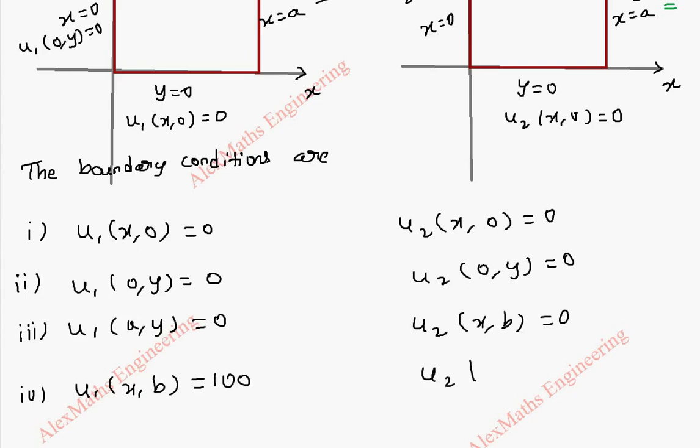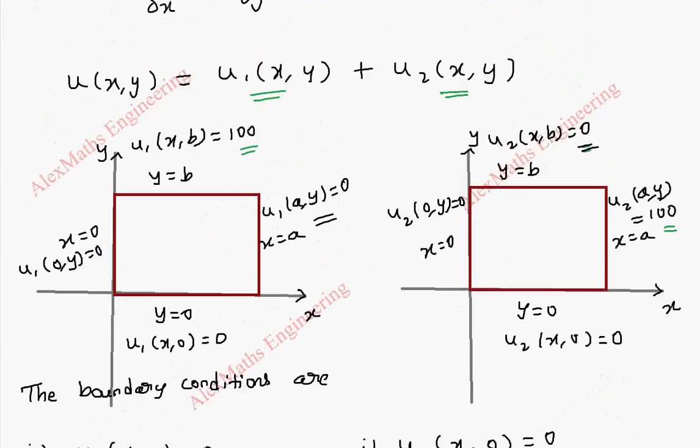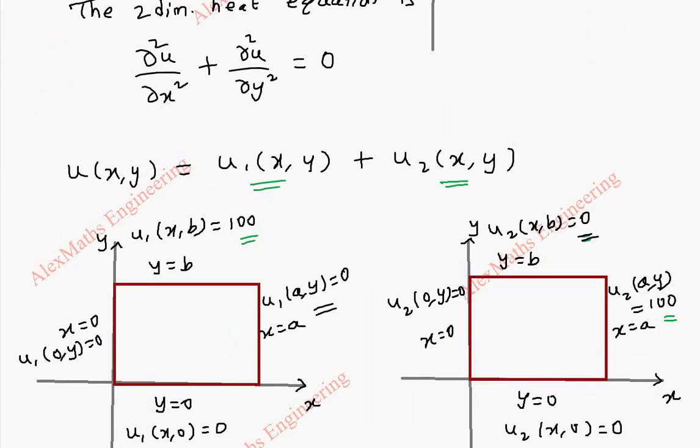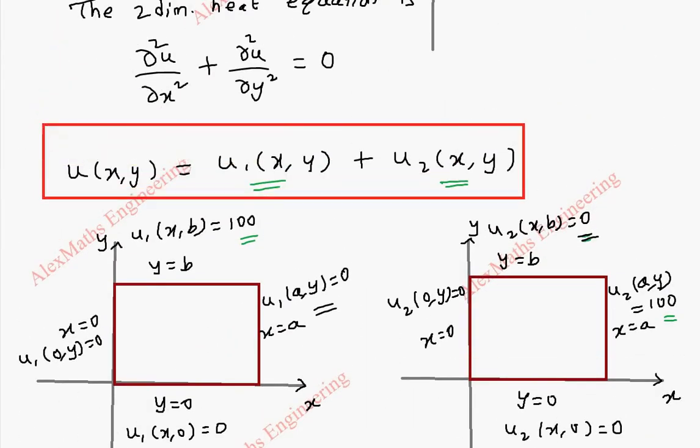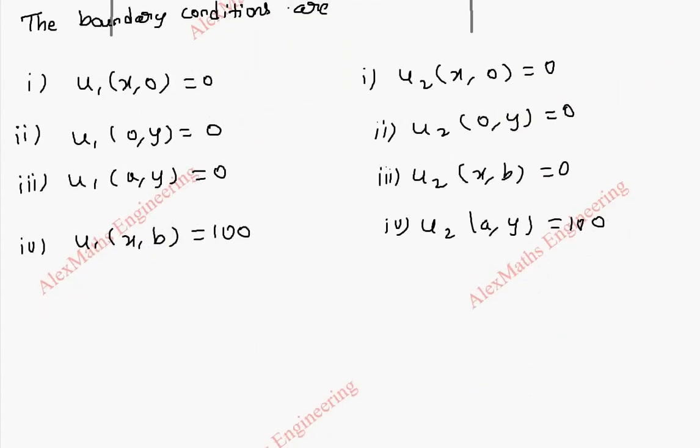u2 of a comma y is 100. So let's keep this one separate and this one separate, and we have to solve both separately, and finally we are going to give the final solution as the sum of both the separate solutions. Now let's take the u1 conditions and we take the suitable solution.